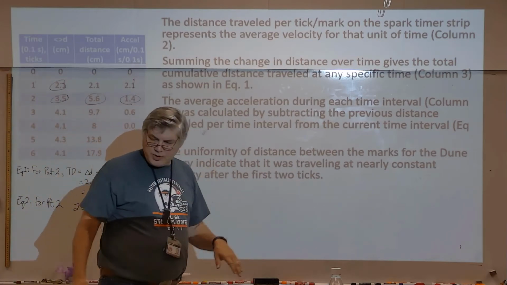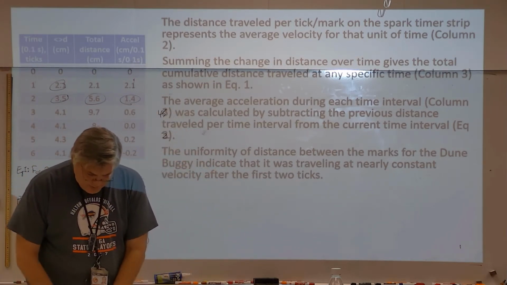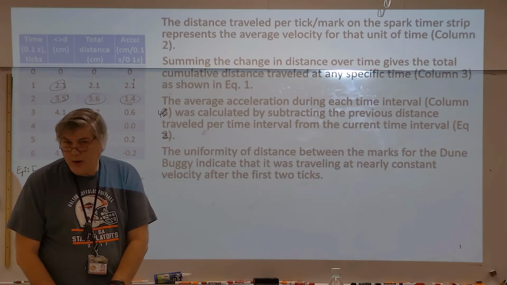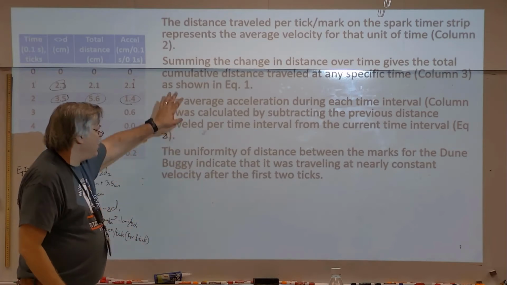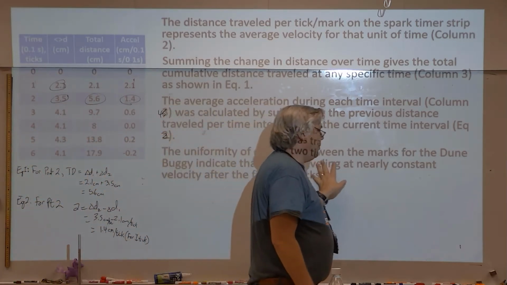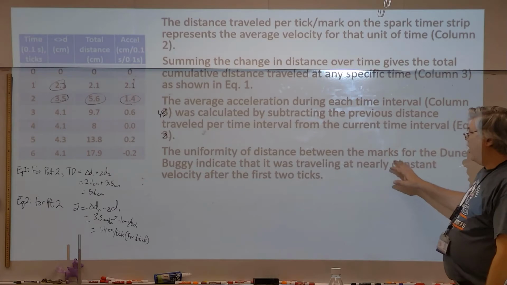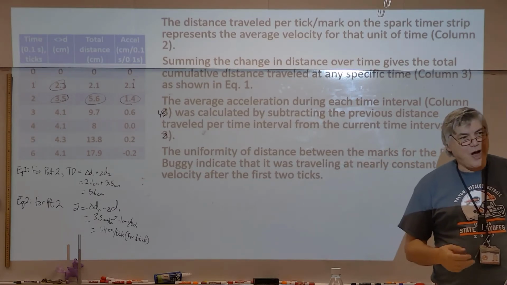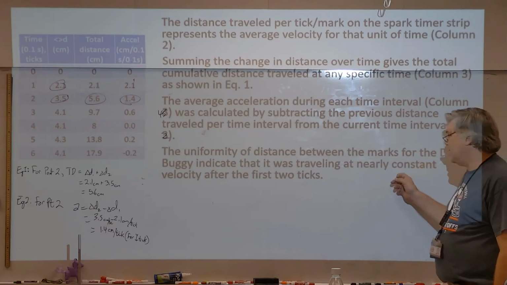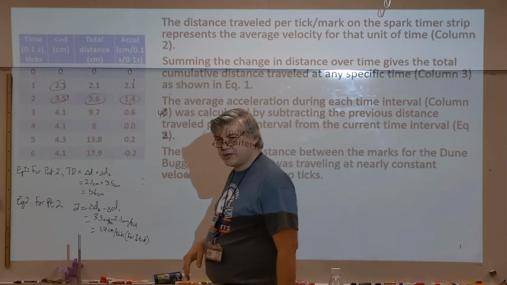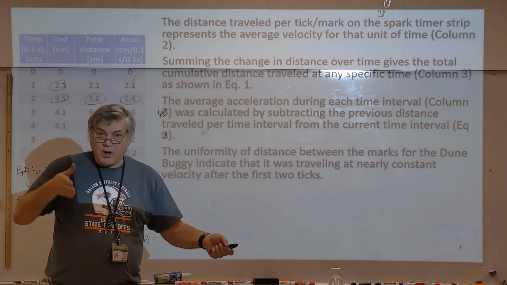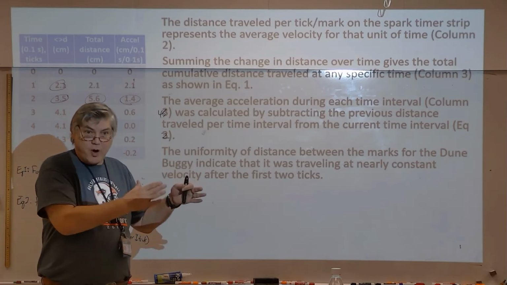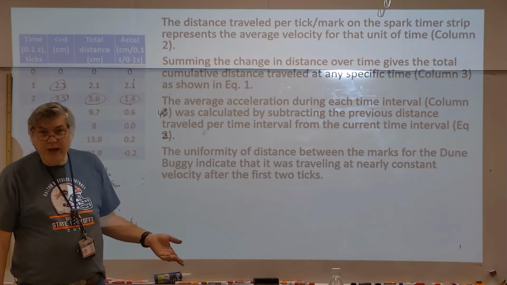Now it also says in here, a short paragraph which demonstrates your understanding of what happened in the experiment, probably a qualitative statement. So I've been talking about what happened a little bit, but I'm going to add to that and say the uniformity of distance between the marks for the Dunebuggy indicated that it was traveling at a constant velocity, or nearly constant velocity, after the first 2 ticks. When you picked up that data strip, could you see that all those were really close, to the same length, the same over and over again? So that's an observation you can make, right?